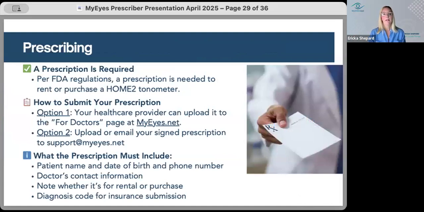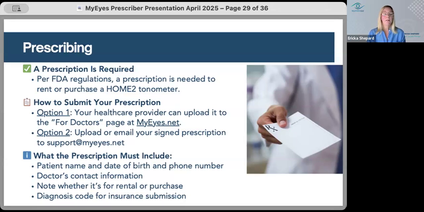So prescribing. Prescribing is easy. I just wanted to touch on this. Again, many of you have already prescribed, but basically you go onto the myeyes.net website, and there's a button for prescribers, and you click the button, you go in. If you're a repeat prescriber, you just put in your NPI number and the patient information, and you're good to go. We do ask for the diagnosis code now because that really does help with the patient getting reimbursed by their insurance.